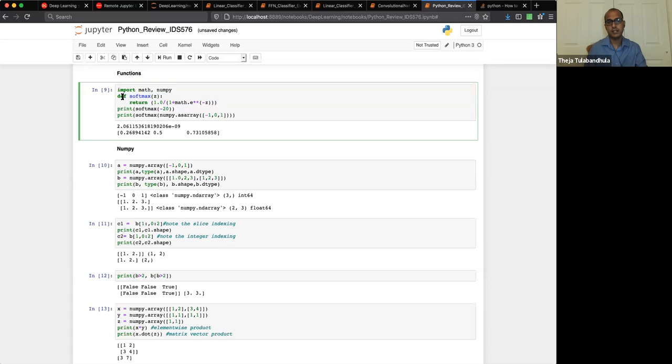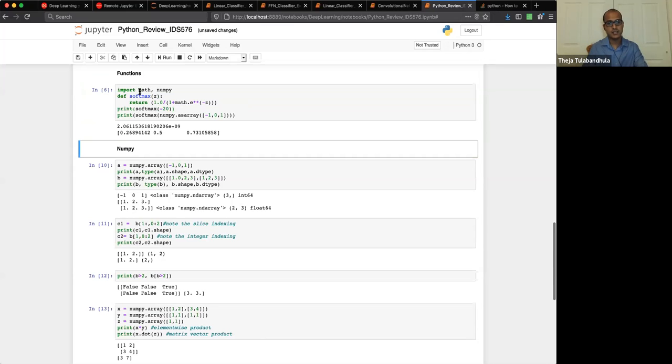So this is how you define functions: def, function name, input arguments. This is called a positional argument. You could have arguments that have default values, and you can also have arguments which can move around, in the sense that you can flip their order and it doesn't matter.